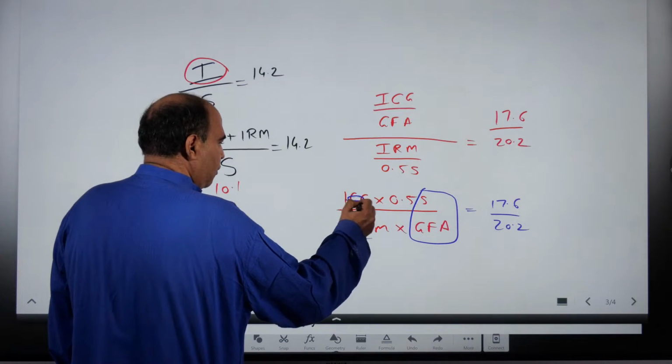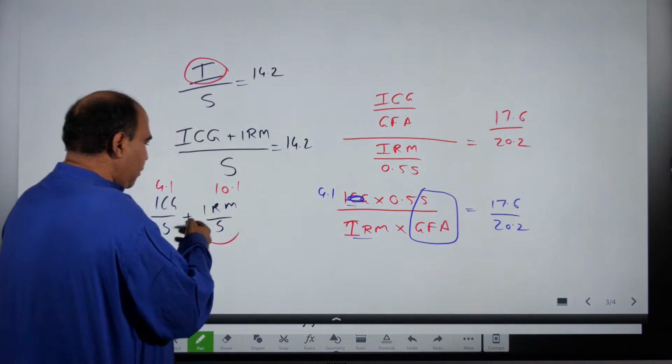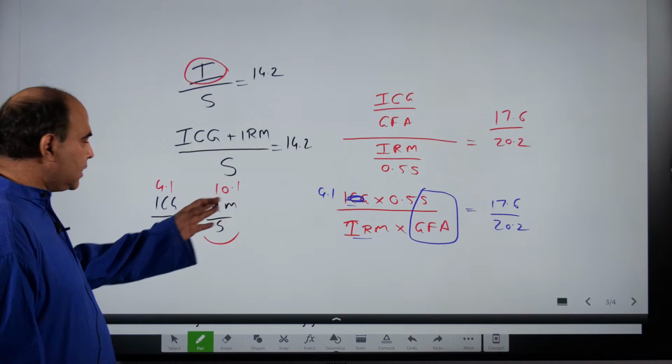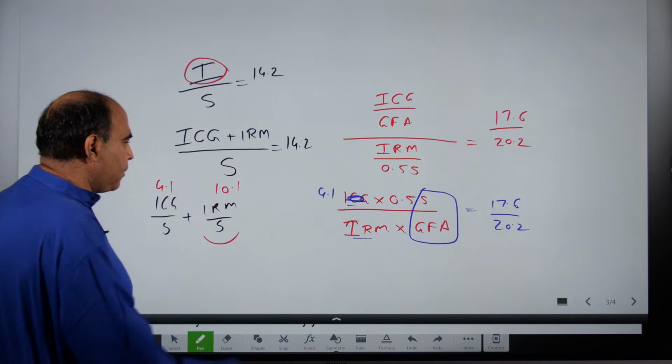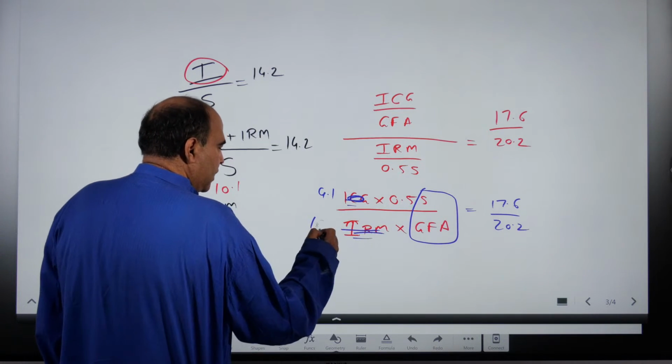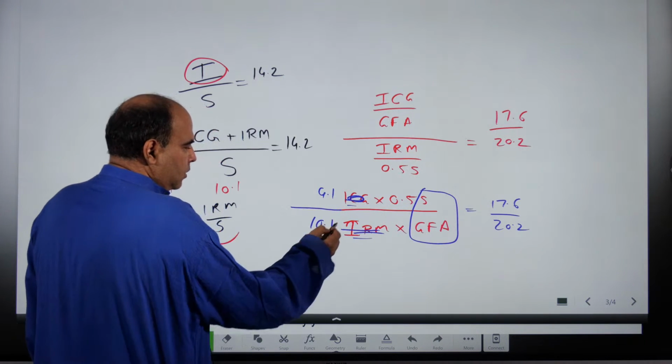So I can replace this by 4.1 because this is ICG upon sales and IRM upon sales. If I divide this by this, sales will get cancelled. It will become 4.1 upon 10.1, and then this 10.1 is very, very nice because this cancels this twice.